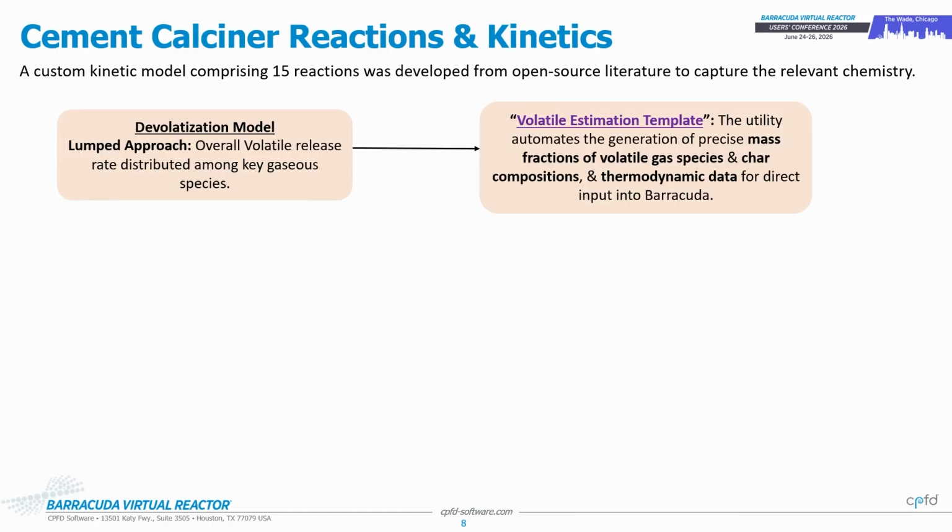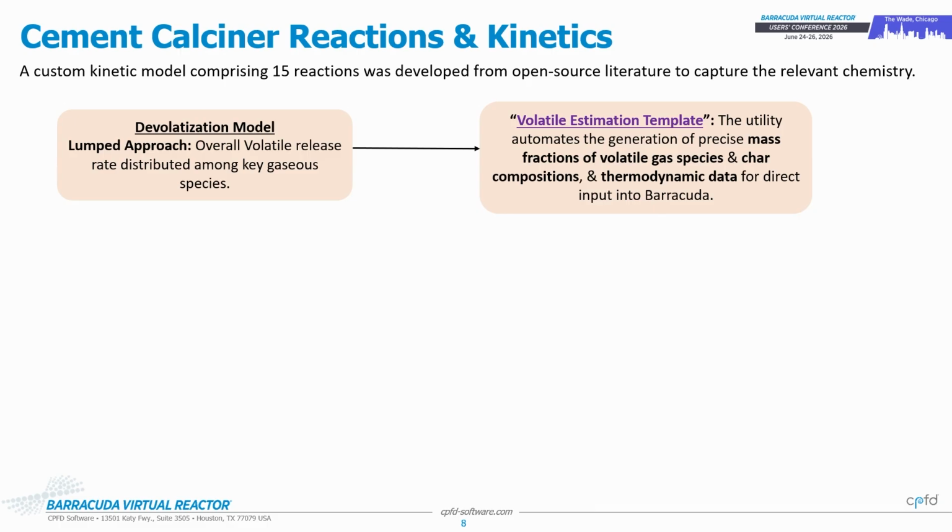Okay, so for the devolatilization, we are using a lumped approach. What it means is the overall volatile release rate is distributed among key gaseous species such as methane, CO2, hydrogen cyanide, ammonia, and so on. And these key gaseous species are estimated by this volatile estimation template. This is an Excel sheet.